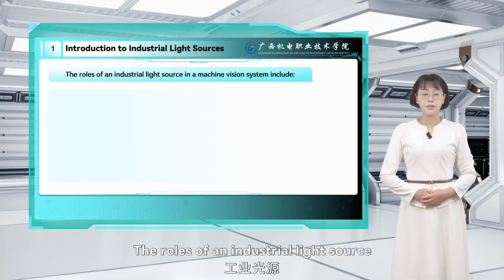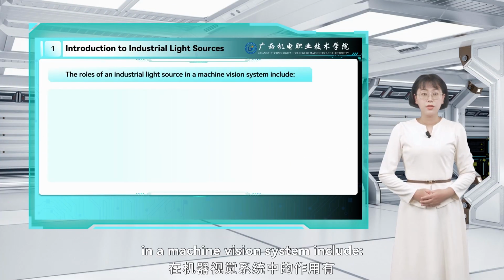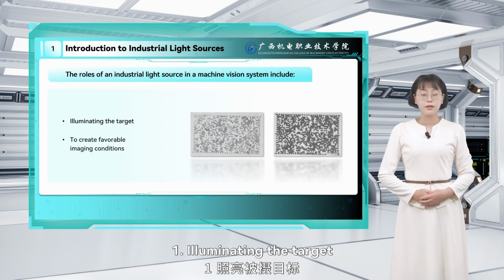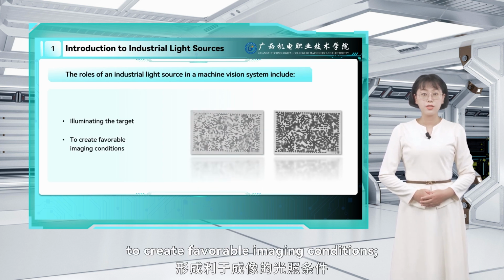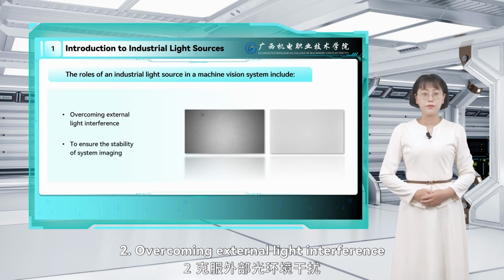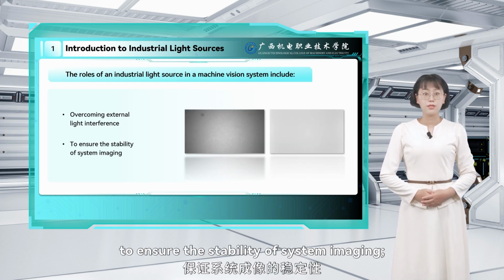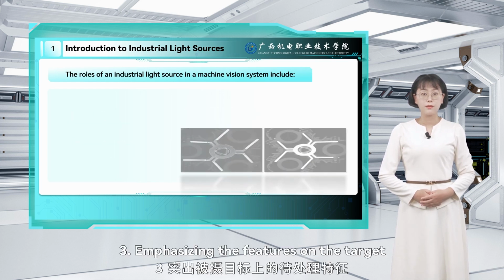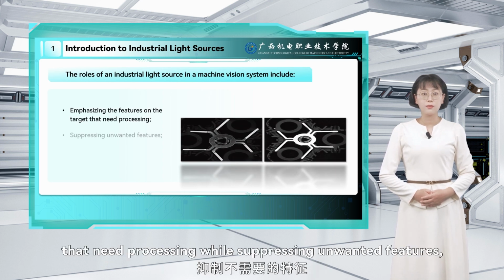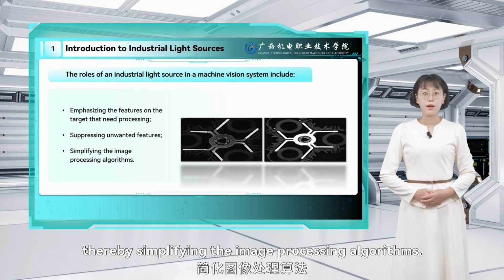The roles of an industrial light source in a machine vision system include: 1. Illuminating the target to create favorable imaging conditions. 2. Overcoming external light interference to ensure the stability of system imaging. 3. Emphasizing the features on the target that need processing while suppressing unwanted features, thereby simplifying the image processing algorithms.